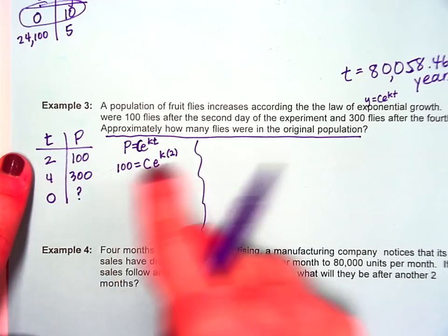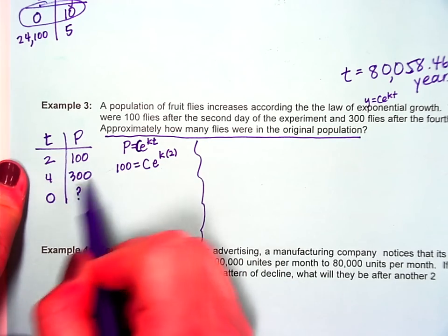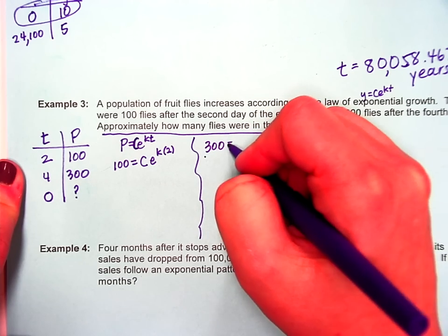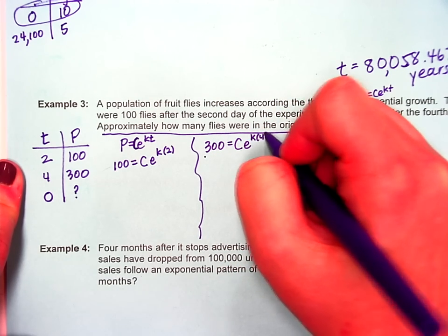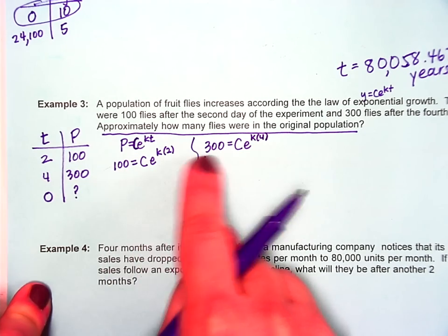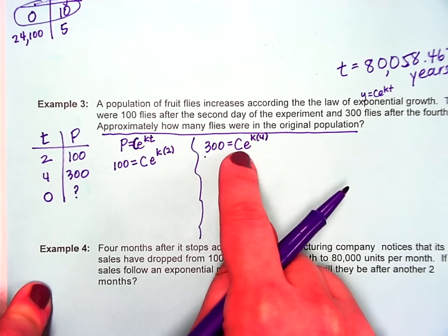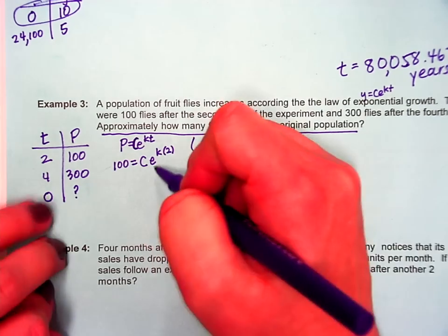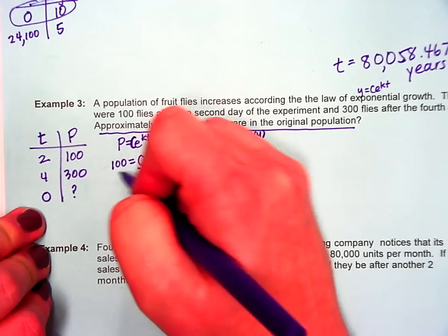The other thing I'm going to do simultaneously is to write another equation just like this using the second data point. So I'm going to do 300 equals C e to the k times 4. So I use this data point to write this equation, and this data point to write the second equation. And now I have a system. I have 2 equations and 2 variables, C and K, and I should be able to solve for them. So I'm going to go ahead and do this by dividing this one by e to the 2k.